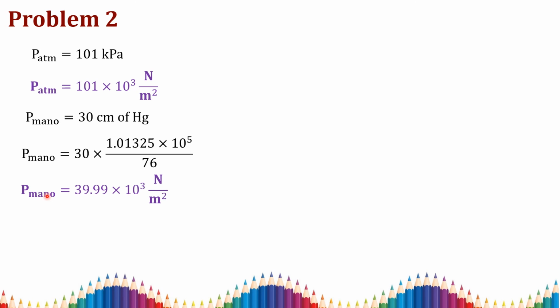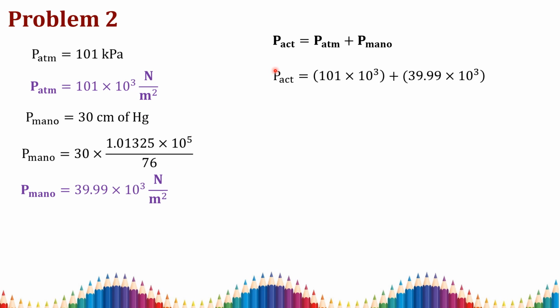Okay, but in the problem we need to find out the actual pressure. Okay, what is the formula for actual pressure? Actual pressure is nothing but the summation of atmospheric pressure plus manometric pressure. Before substituting in this equation, we need to check whether these two components are in the same unit. You check, here it is in Newton per meter square and here it is also in Newton per meter square. So actual pressure equals, you substitute the atmospheric pressure value in terms of Newton per meter square and the manometric pressure in terms of Newton per meter square.